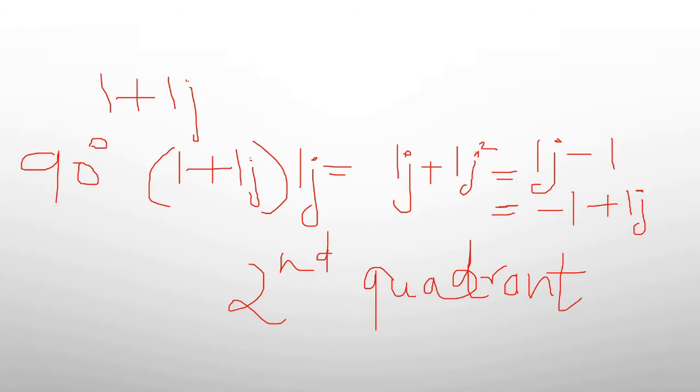I will just show you an example of this. Say this is my complex number 1 plus 1j, and I have to rotate it by 90 degrees. So 1 plus 1j into 1j is 1j plus 1j square. So j square is minus 1, so 1j minus 1, that is minus 1 plus 1j. This is the x-axis value, and this is the y-axis value. So it is minus 1 and 1, which is in the second quadrant. In the same way the rotations can be done for 180 degrees and 270 degrees.